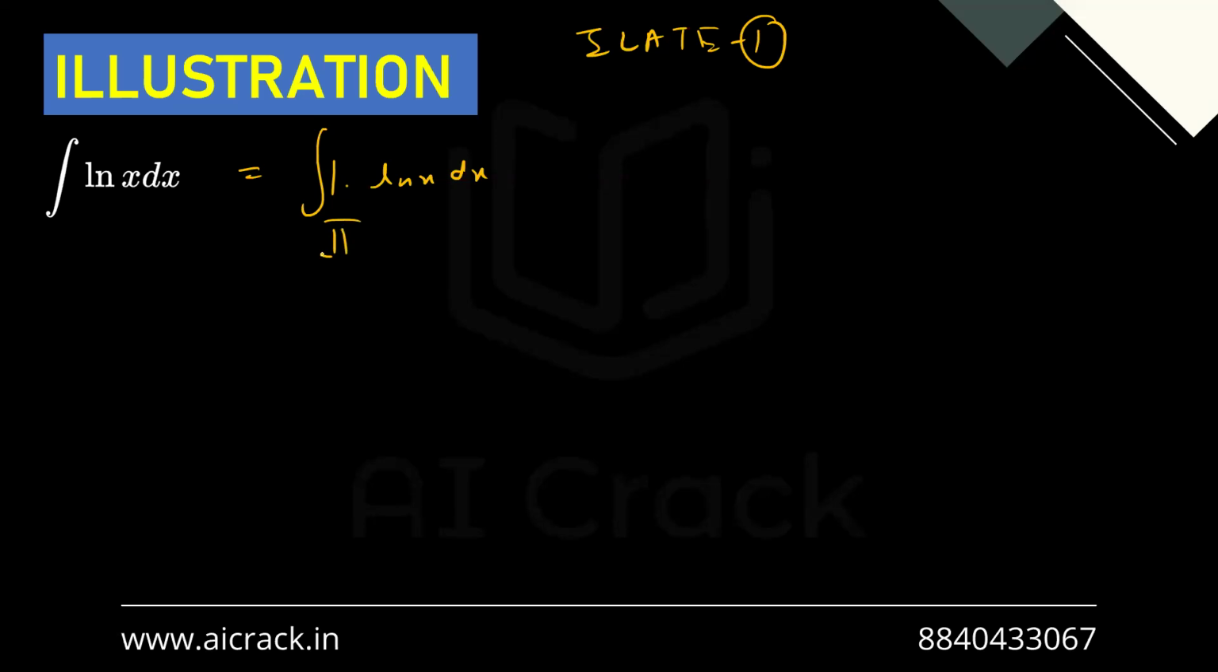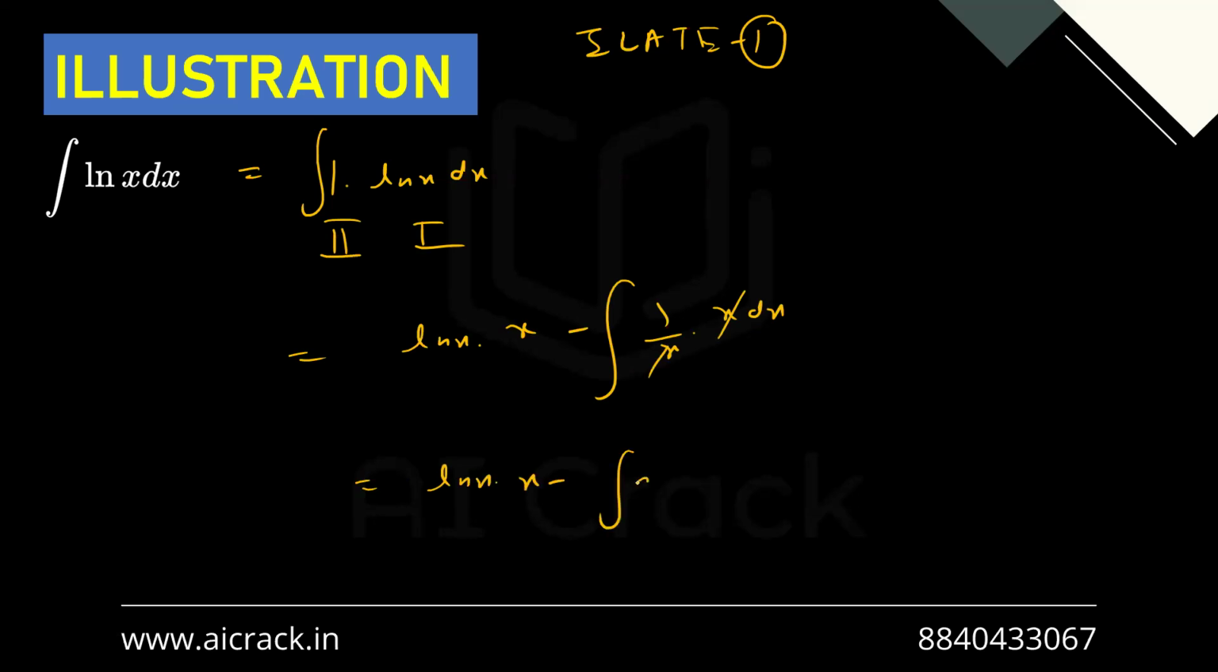So that can be taken as second function and this is first function. So our formula is first function into integral of second, that is x, minus integral of derivative of 1, that would be 1 by x, into integral of second, that would be x dx. So this gets cancelled out. So what we have got, ln x dot x minus dx, that is nothing but x only. So plus c. This is our answer.